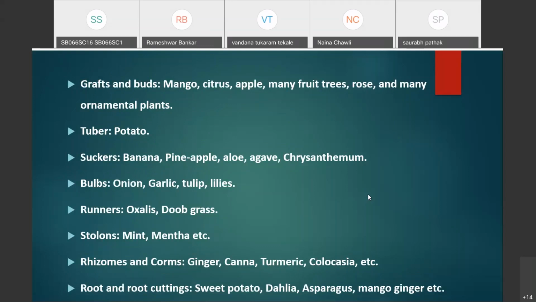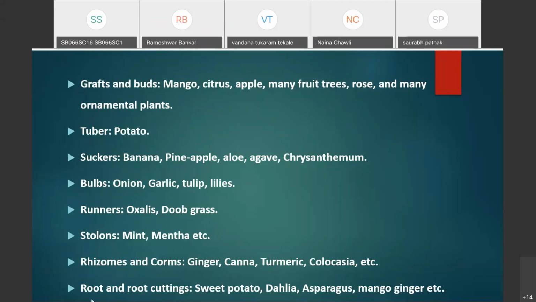Then tuber in potato. Okay, these are the different vegetatively propagating organs we are discussing. Suckers, generally these are used in banana, pineapple, aloe vera, agave and chrysanthemum. Then another vegetative propagating organ, that is bulb, which is used for propagation in onion, garlic, tulip and lilies. Then runners, these are used in oxalis, dub grass. Then stolons, these are used for propagation of mint, mentha, etc. Then rhizomes and corms, these are used for propagation of ginger, canna, turmeric, colocasia, etc.